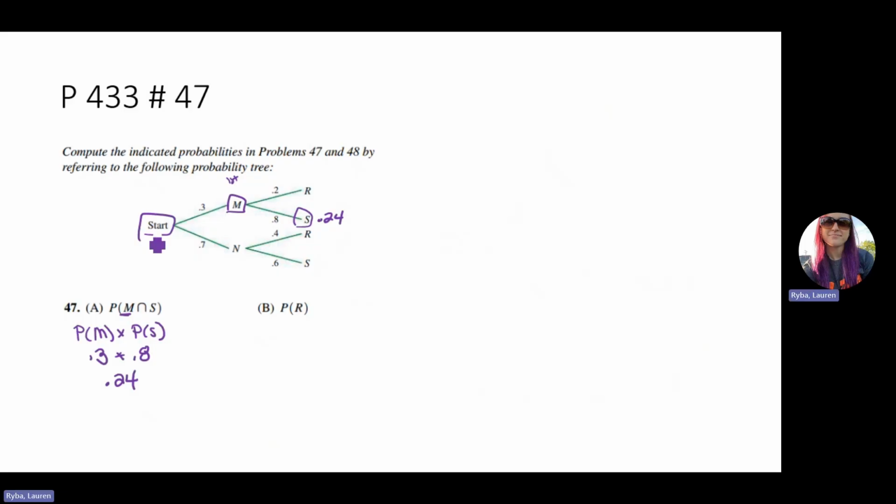Now I can find the probability of every single path here. So if I did M and then R, 0.3 times 0.2 is going to give me 0.06. 0.7 times 0.4 is going to give me 0.28. And then 0.7 times 0.6 is going to give me 0.42. And if you look at all of these, they should total 1.